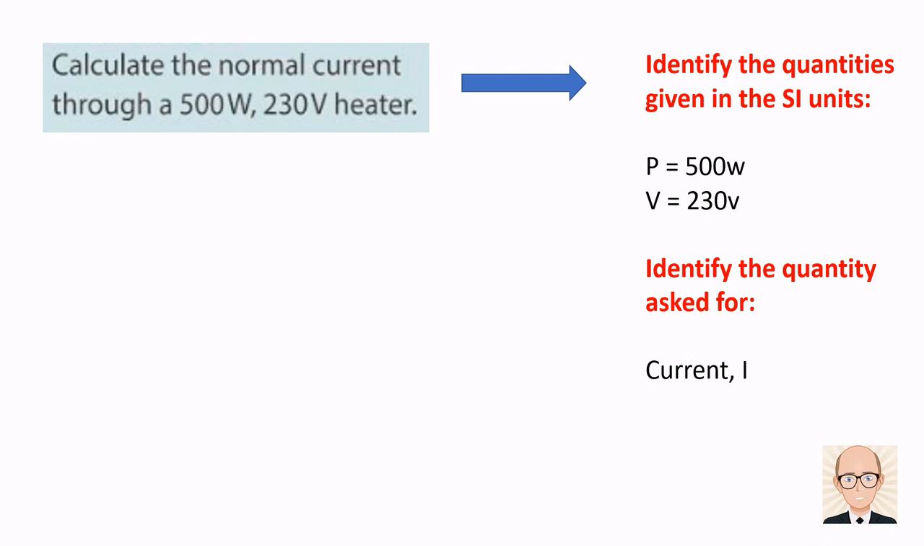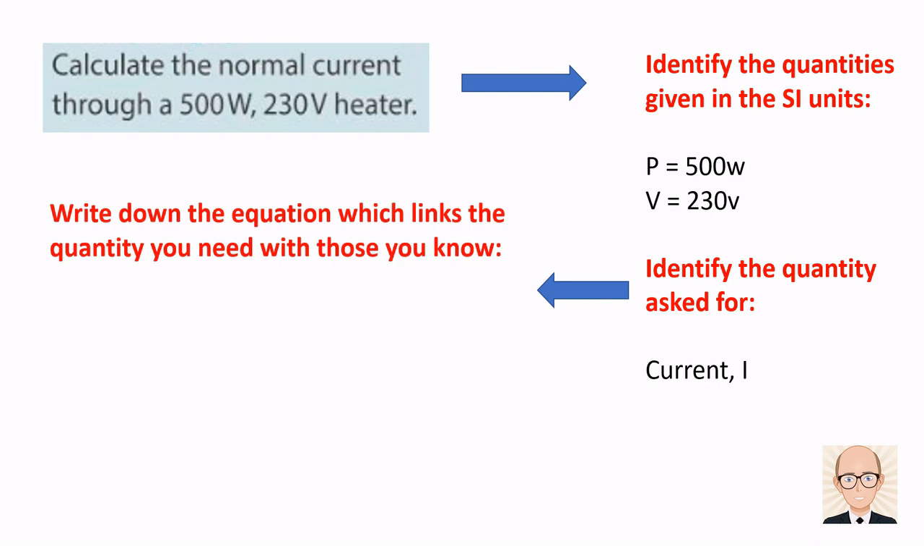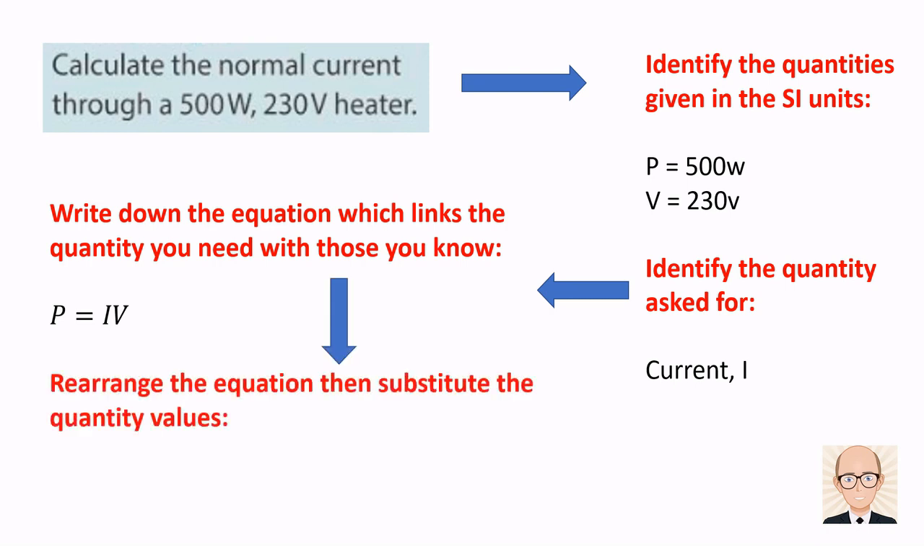Personally, I'd write all these down including the units so you know where you are. Then we need to select the correct equation which contains the quantity we need as well as the quantities we know. In this case it's P equals IV. We know P and V and we're being asked for I. Finally, we need to rearrange the equation to make the required quantity the subject of the equation.